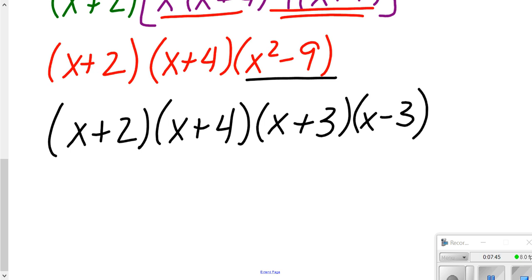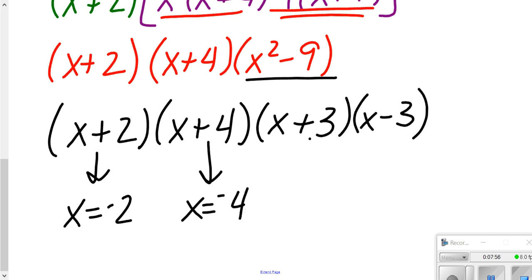So my solutions. If I set each of these factors equal to 0, I'd get x is -2. This part set equal to 0, I'd get x equals -4. This part equals 0 is x equals -3. This part equal to 0 is x equals 3.